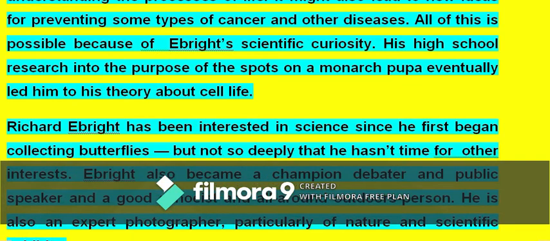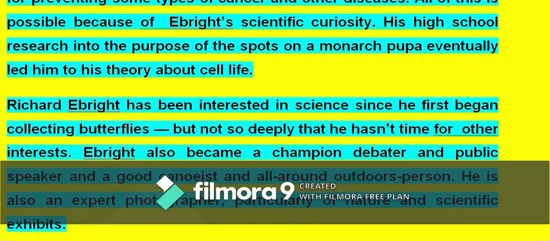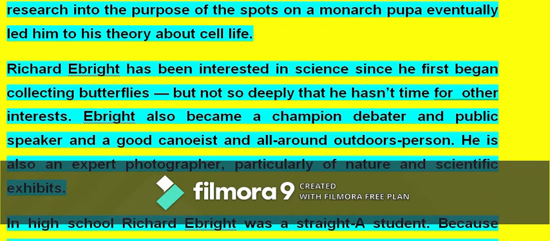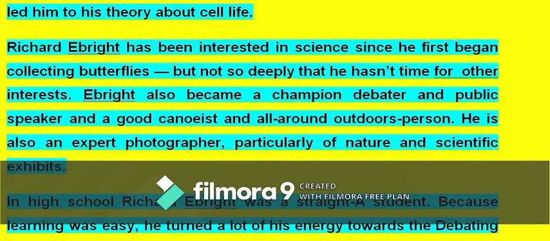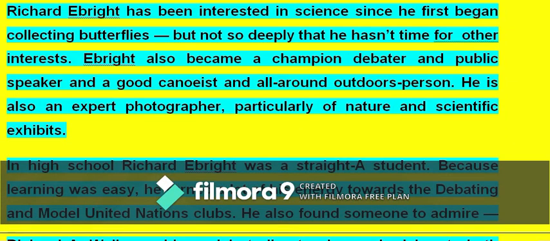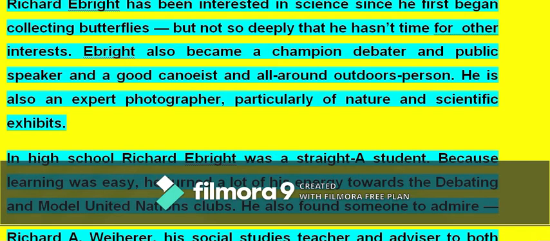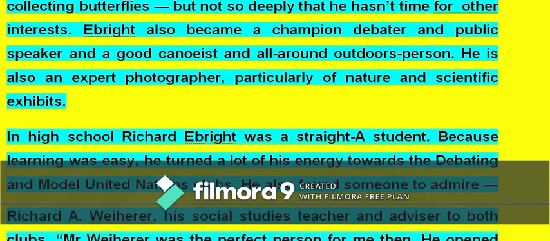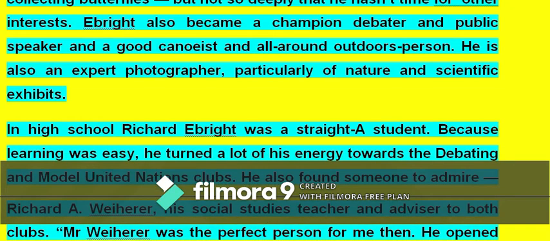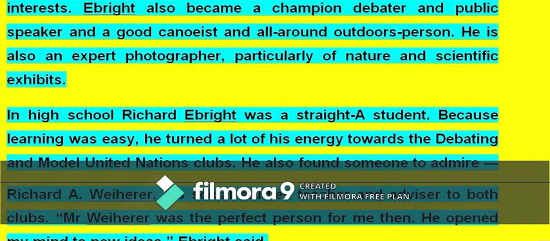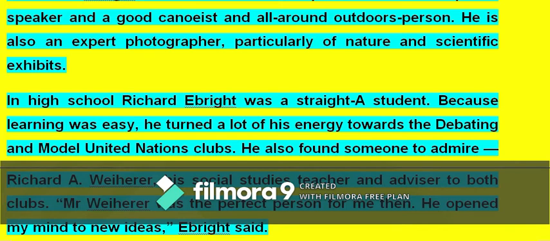All of this is possible because of Ebright's scientific curiosity. His high school research into the purpose of the spots of a monarch pupa eventually led him to the theory about cell life. Richard Ebright has been interested in science since he first began collecting butterflies, but not so deeply that he hasn't time for other interests. Ebright also became a champion debater and public speaker and a good canoeist, an all-round outdoors person. He is also an expert photographer, particularly of nature and scientific exhibits.